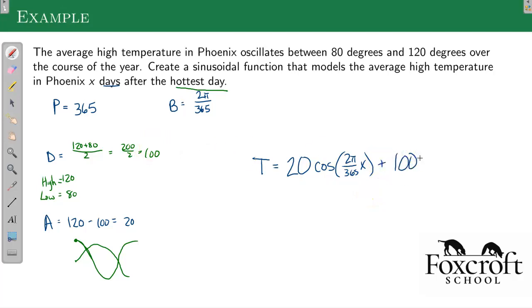So these are the exact same steps you're going to do every single time. There's nothing too crazy. Sometimes the hardest part is identifying your period, how often it's repeating. Other than that, it's averaging 2 numbers, subtracting 2 numbers to get the other values.